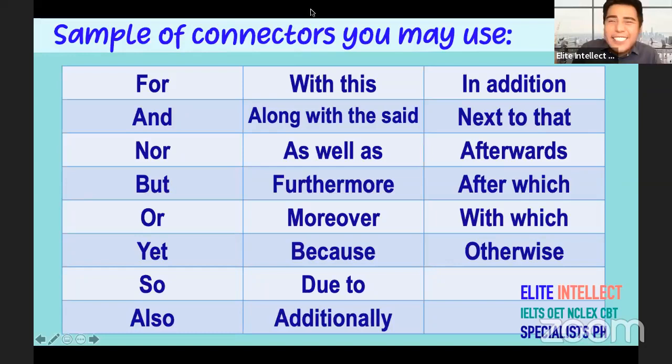Calm down. Okay, guys. Go, go, go. You know, as I always say, go, go, go. But they say, no, no, no. Okay. So, yeah. These are the connectors. These are some connectors that you may use on the exam. But there are a lot more, okay? There is a plethora of connectors that you may utilize on the test, guys.